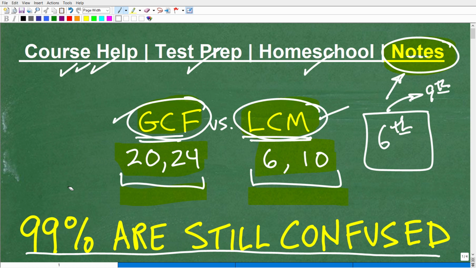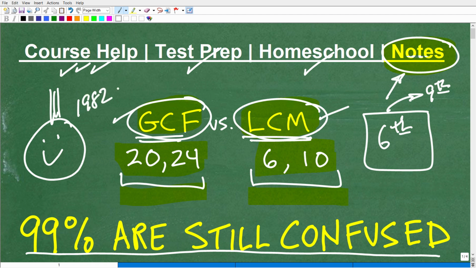So, anyways, if you got all this right and you were totally perfect, I must give you a happy face with the good old 1982 Mohawk, an A plus, and a 100%. Nice job.